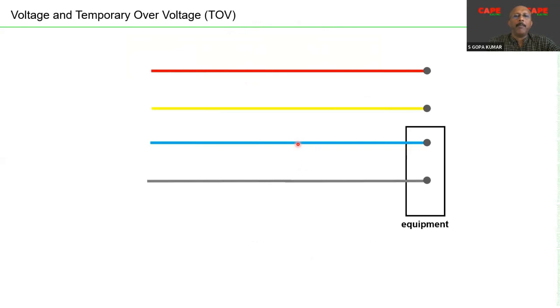I'm not going to explain all of it. I will explain how this is applicable with respect to one of the TOVs, because all the TOVs together is again a big subject. The temporary overvoltage with respect to neutral disconnection.